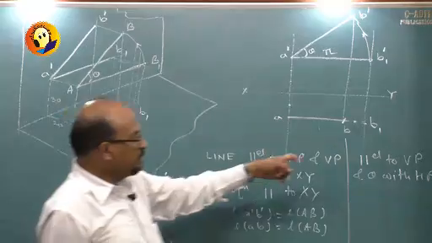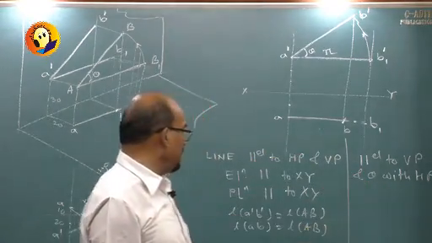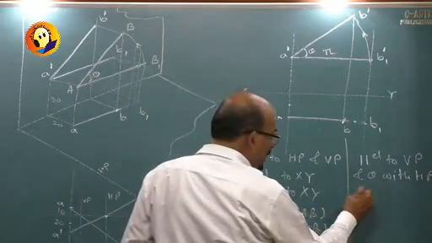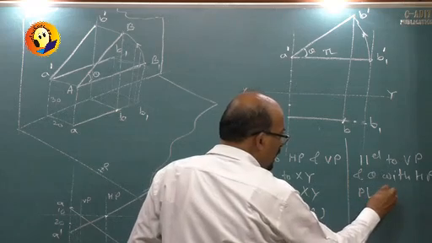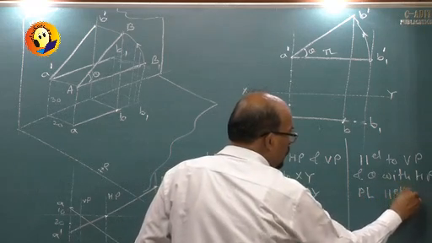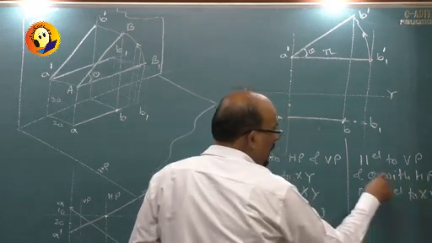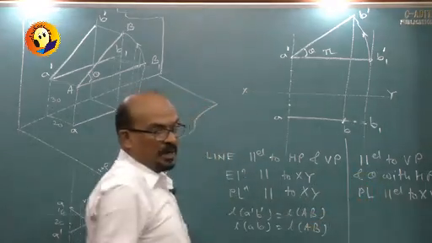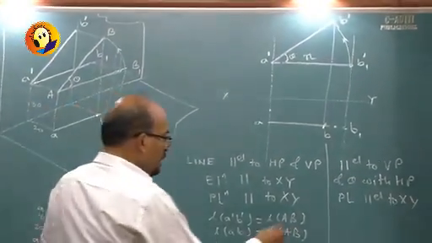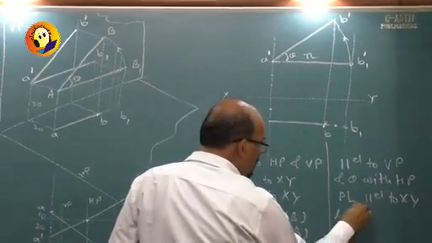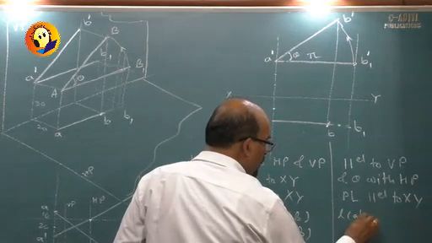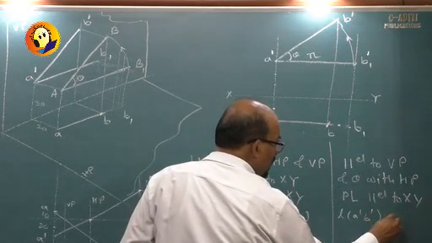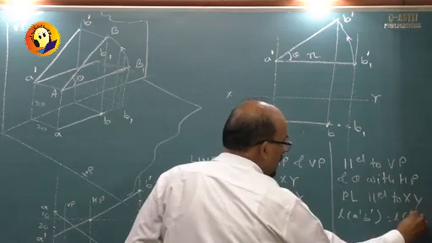So when line is parallel to VP and making theta with HP, we can say that plan is parallel to XY. Line parallel to VP, plan is parallel to XY. Then length of elevation will remain the true length of the line.